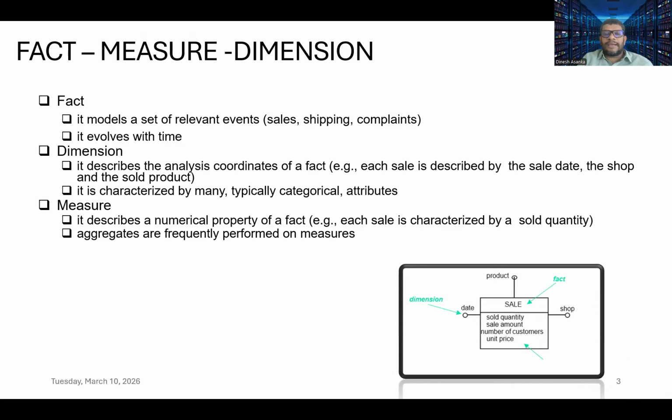Facts are the relevant events. We will capture them in fact tables. Those are related to the events. It can be sales, shipping, complaints, salaries, you name it. Analysis of those events can be done from the dimensions. Measures are the numerical properties of those events or facts.